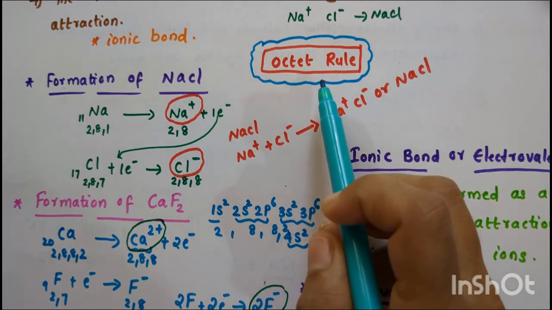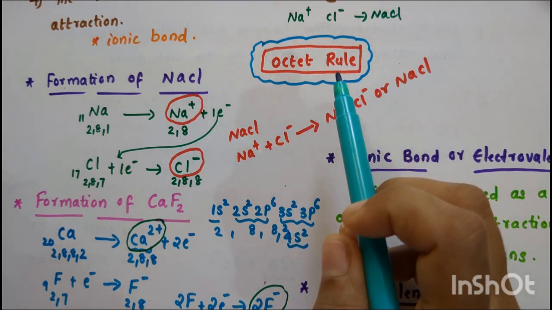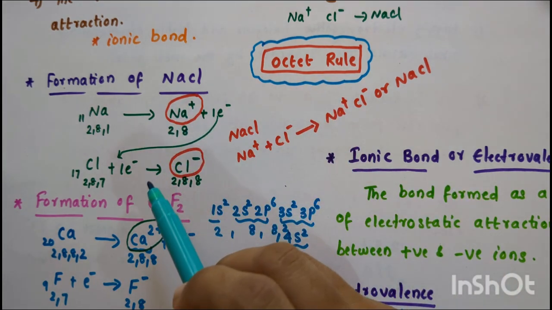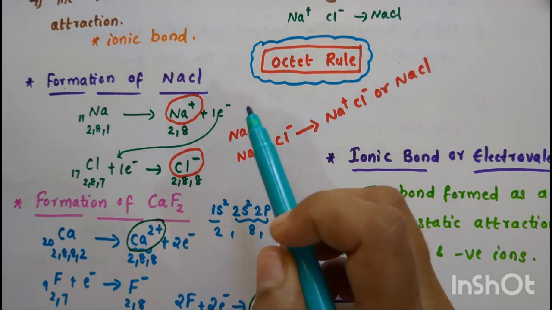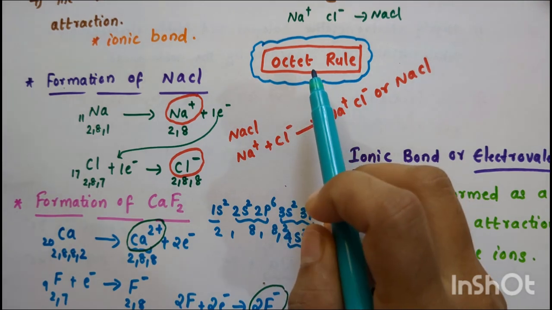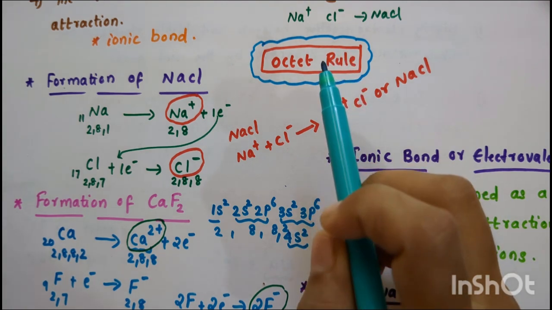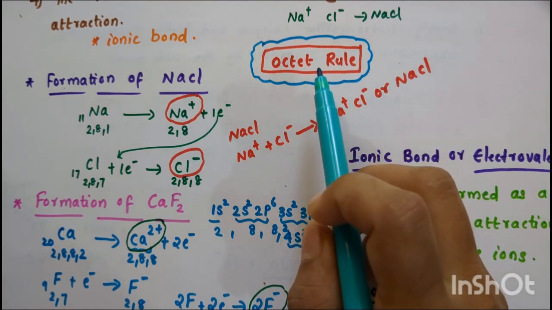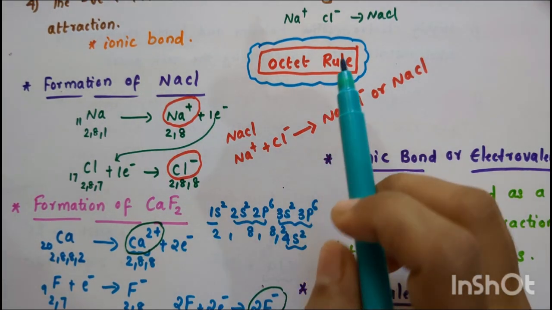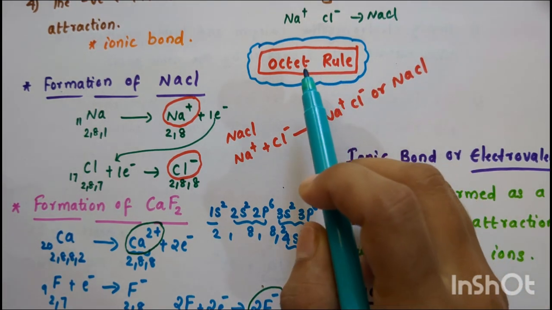According to this, atoms can combine either by transfer of valence electrons from one atom to another, that is gaining or losing, just like we saw in the case of NaCl, CaF2, etc., or by sharing the valence electrons in order to have an octet in their valence shells. That is known as the octet rule.